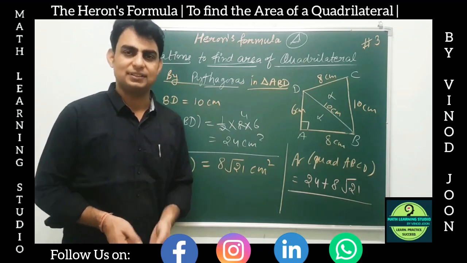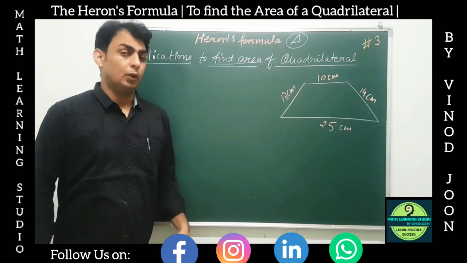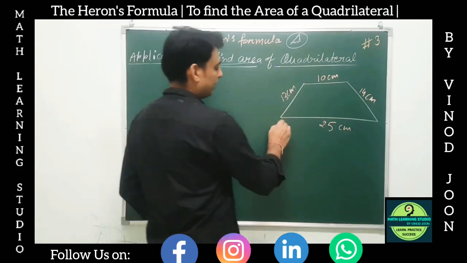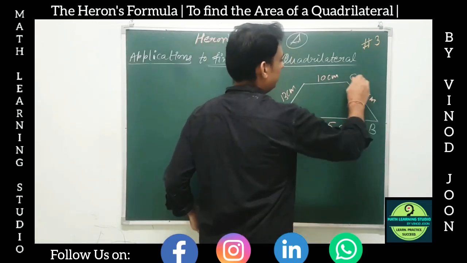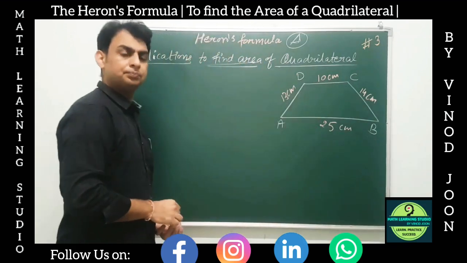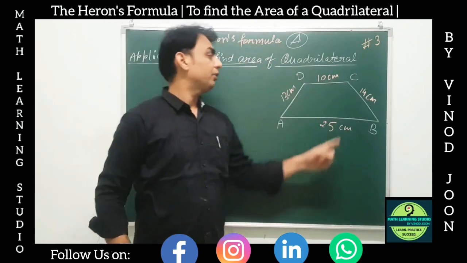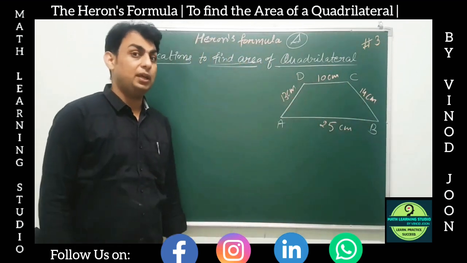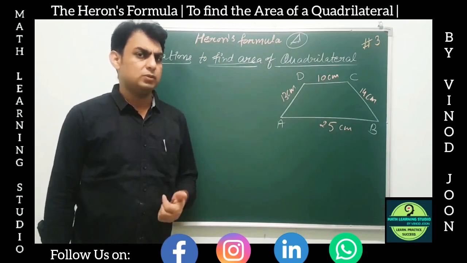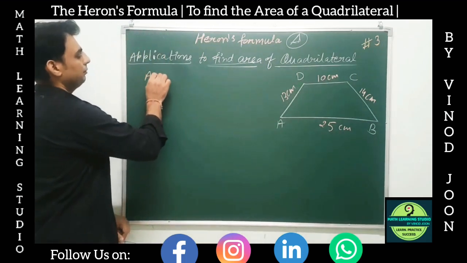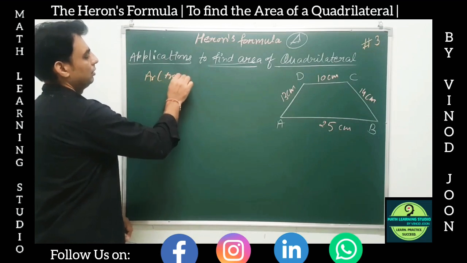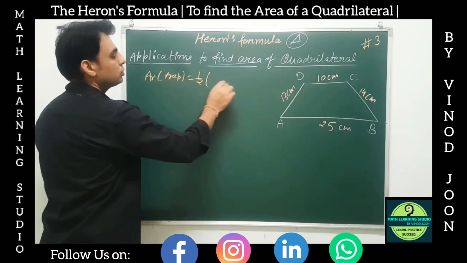Let us find out. So in this example, we have a trapezium. Let us again name it trapezium ABCD, and we are given the four sides. Now see, the area of a trapezium formula is what? The area of a trapezium is half into what?